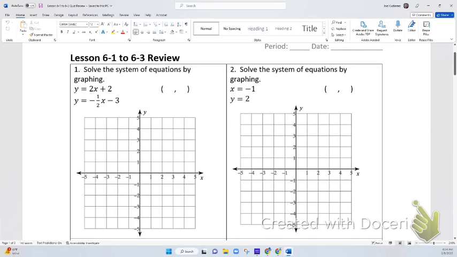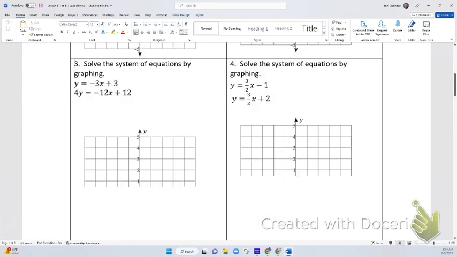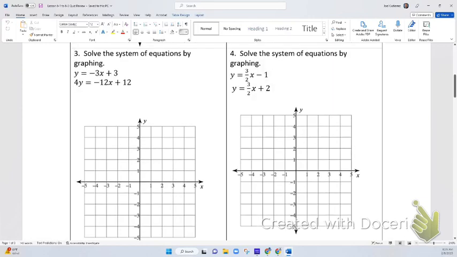All right, so if I scroll down here to number 3, here we go. So for number 3, you'll notice that the first one is already in y equals mx plus b form. So for number 3, the first part, we just have to say what's the m, what's the b. So the m is a negative 3. Reminder that m has to have a rise and a run. So it's negative 3 over 1. And then your b is your 3.